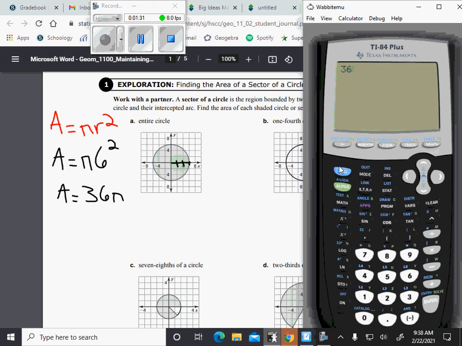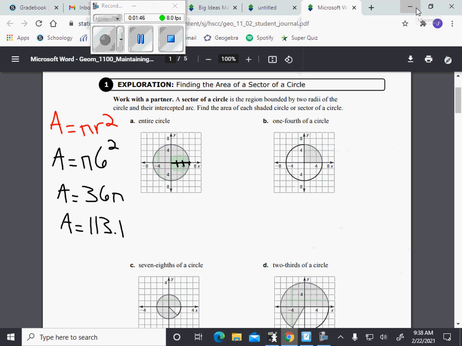Here we take 36 times pi, and you will get 113.1. So A is equal to 113.1. I think it says round to the nearest tenth, and that's what we're going to do.